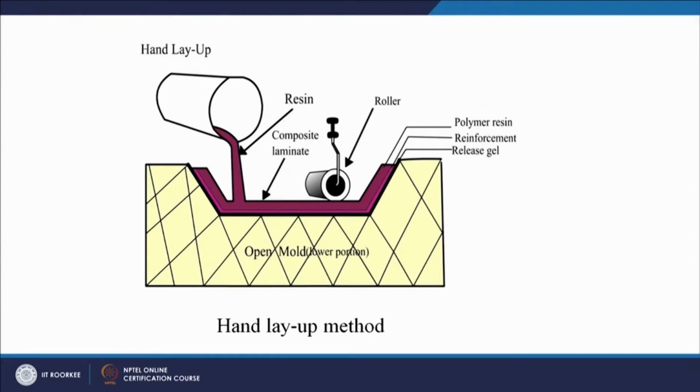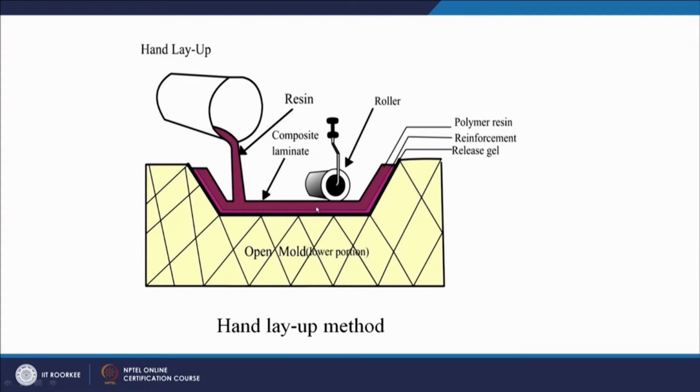On your screen you can see the simplest diagram which can explain the basic working principle of the hand layup process. First I will read what is on the screen. First of all, we have an open mold. As this process falls under the open mold processing technique, you can see we have an open mold. This is a mold.